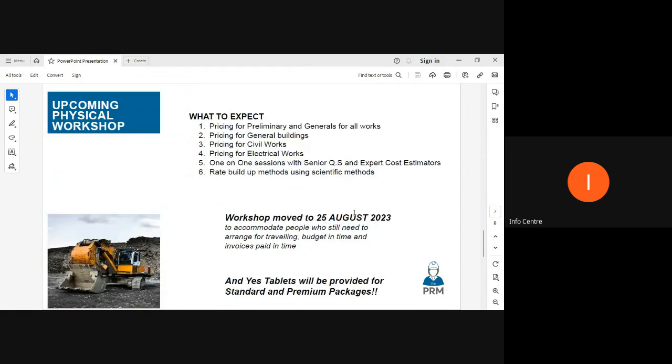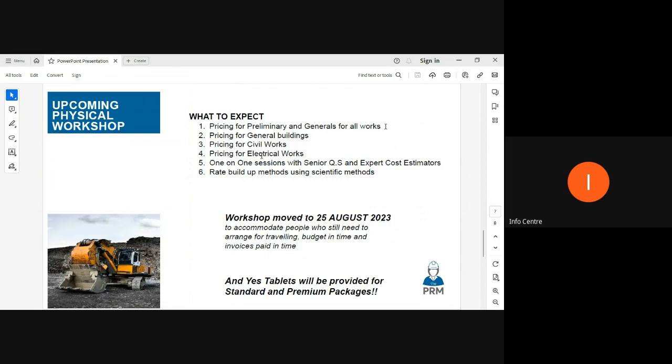What to expect. So a couple of things. One, pricing of preliminary and general items for all works. So our cost estimators will be dealing with this in thorough detail. Number two, pricing for general buildings in detail as well, both using first principles and using the software. Number three, pricing for civil works using first principles, industry experience, as well as the software. Number four, pricing for electrical works, first principles, scientific methods, academic methods, as well as the software to make you move faster.